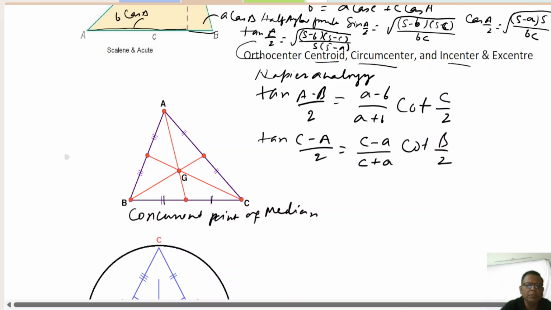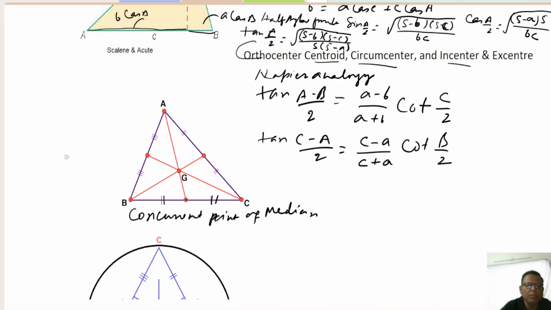The side should be divided equally, so the median is a side bisector. So this median, this median, this median, this is the centroid. It will cut each median in 2 is to 1 ratio. This is the property of the centroid.